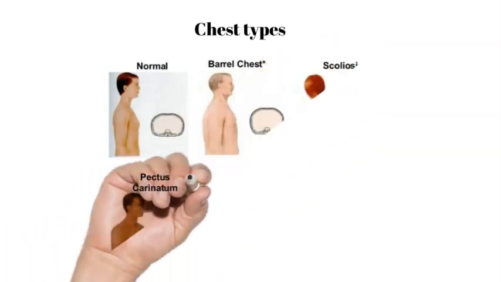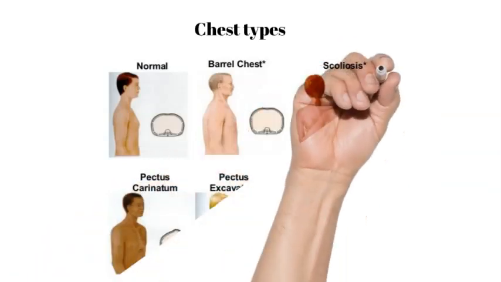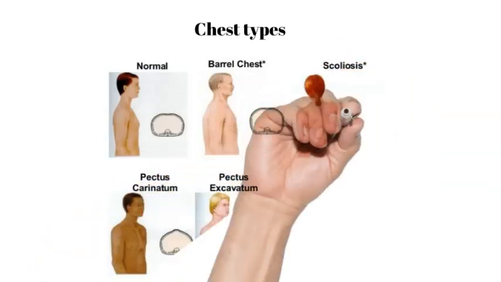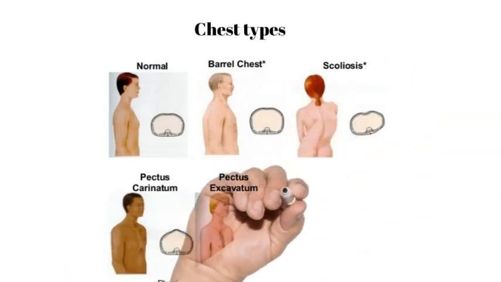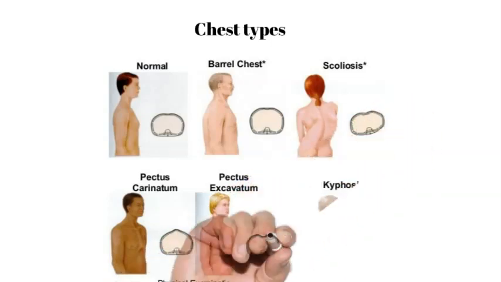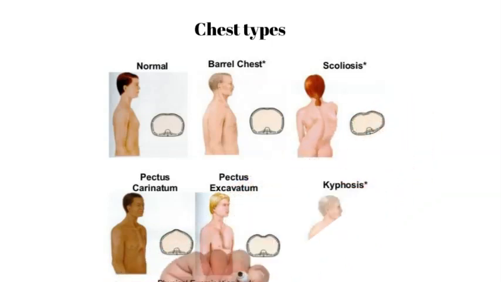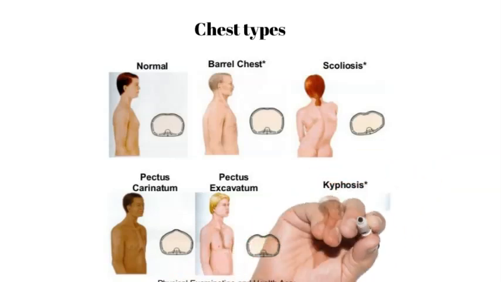Barrel chest. Barrel chest is a chest shape characterized by an increased anteroposterior diameter, giving the chest a rounded appearance. This can be caused by various conditions such as chronic obstructive pulmonary disease, COPD, asthma, or cystic fibrosis. Barrel chest can impact breathing by reducing lung capacity and making it harder for the individual to breathe properly.